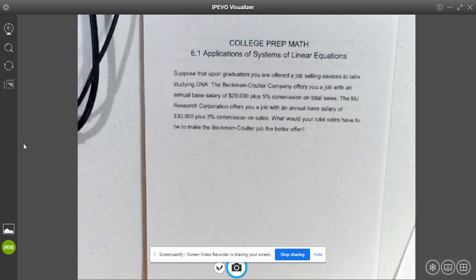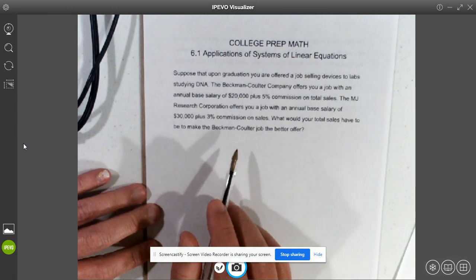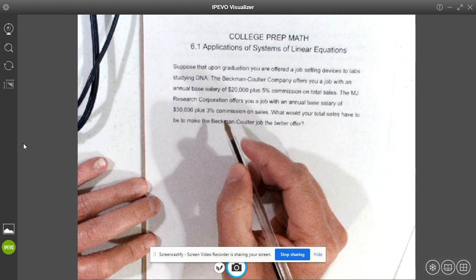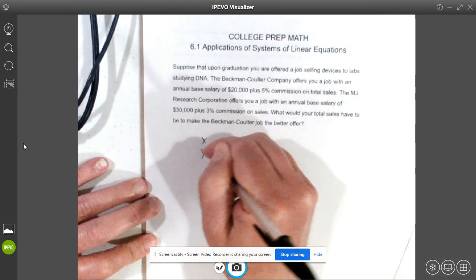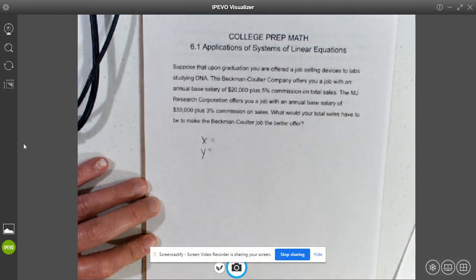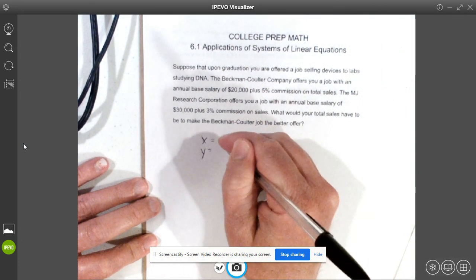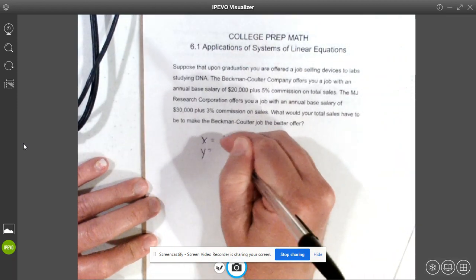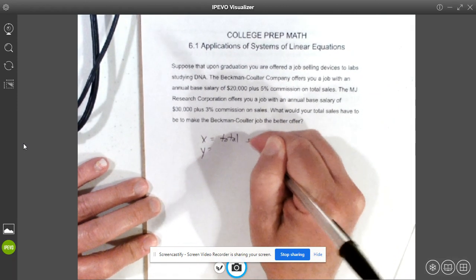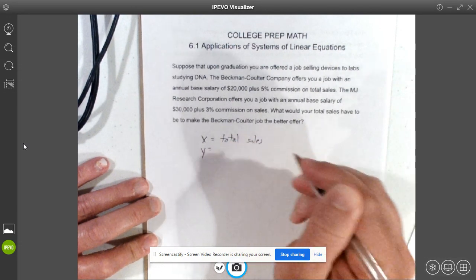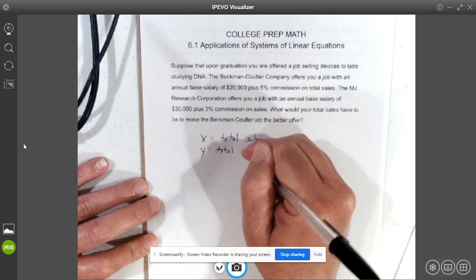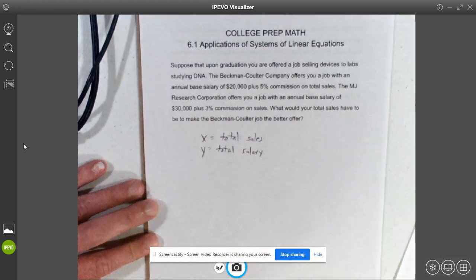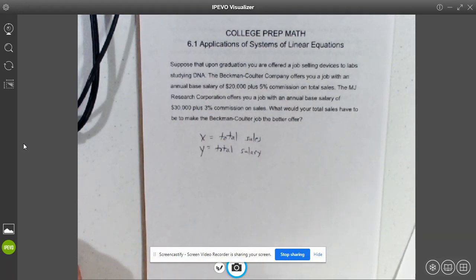All right. So again, we're talking about a system of linear equations here. So we're looking at two different equations, and when we're talking about linear equations, we've got two unknowns here. So don't try to limit yourself to one unknown. We've got two things we don't know. The first thing we don't know is what our total sales are going to be. And the other thing is we don't know what our total salary is going to be.